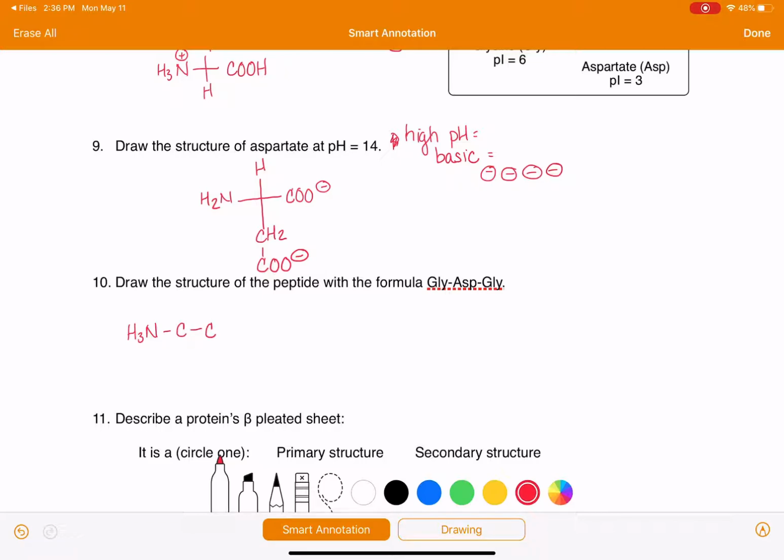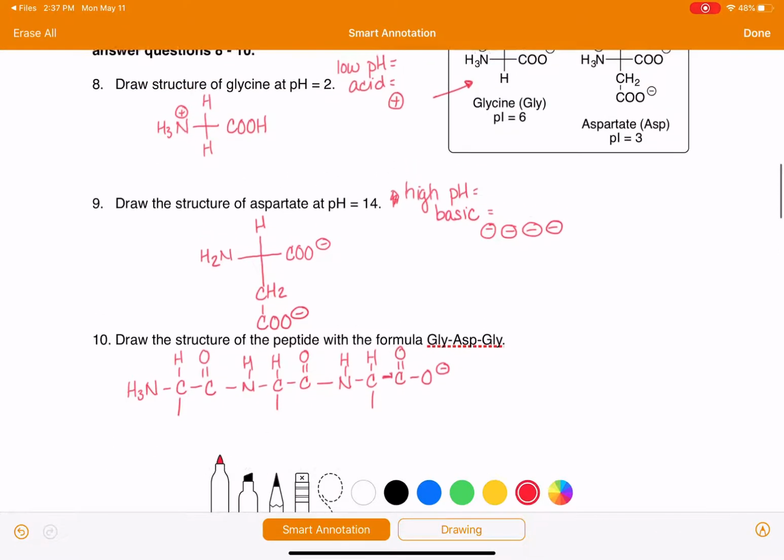amino acids. There's amino acid number 1 right there. Now we're going to set up amino acid number 2. And then we're going to set up amino acid number 3. And this is our last amino acid. So it's going to have the oxygen with a negative charge at the end. And then on all of our CH carbons, we need to put the R group of our amino acids.